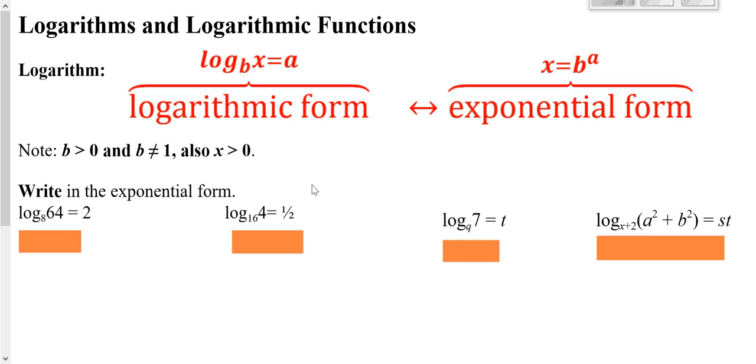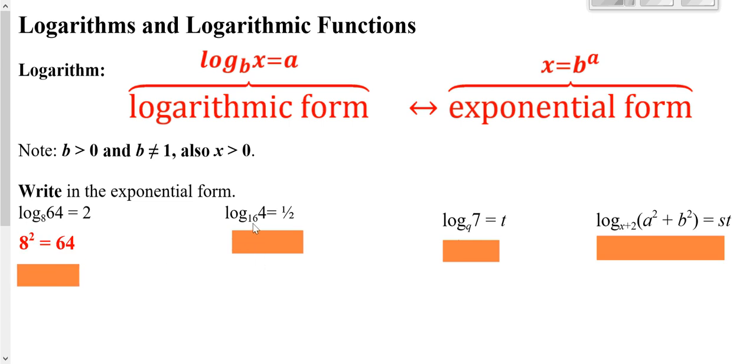Now, pretty much whatever's after your log has to be positive. So your base has to be positive, and this part that is at the normal level has to be positive. So keep that in mind. So to write this in the exponential form, we take our base, which is b, and it goes to the other side. What was over there gets hit up as the exponent, so we take our 8 to the other side, hit the 2 up as the exponent, and it equals that 64.